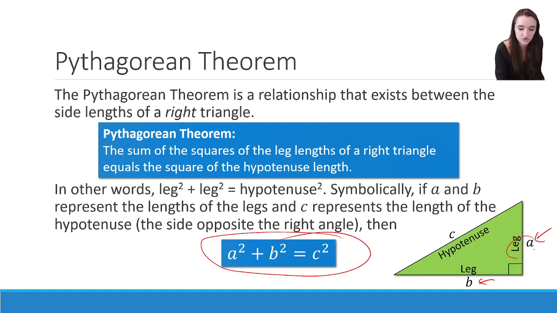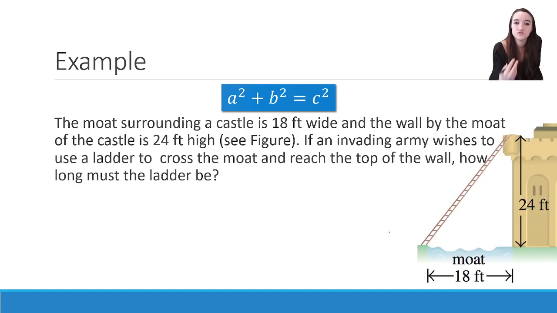So we take the two legs and square them, and that should be equal to, this matters, the hypotenuse squared. So the two legs have to be on one side of this equation, the hypotenuse on the other. Doesn't matter which information you know, the legs are on one side, the hypotenuse is on the other. That's very important. Now, what can we do with this formula? Well, we can solve a lot of application-based problems using it.